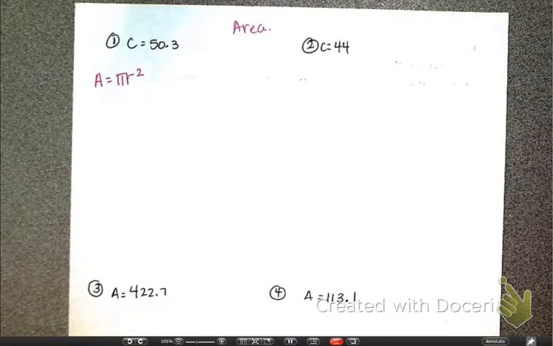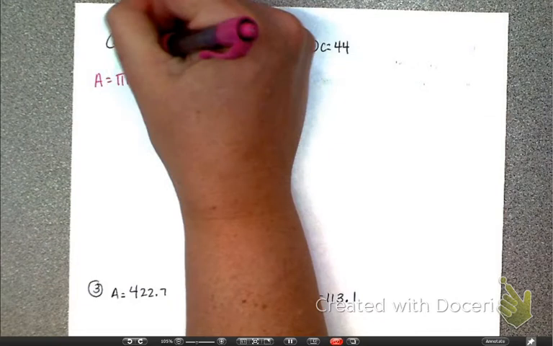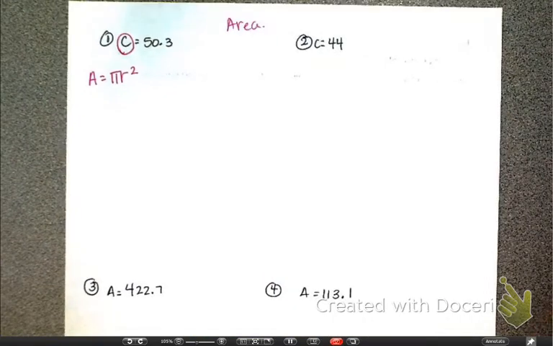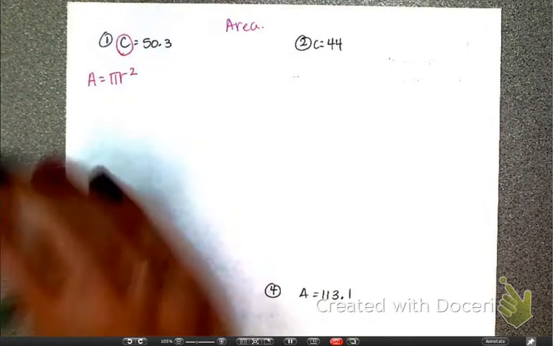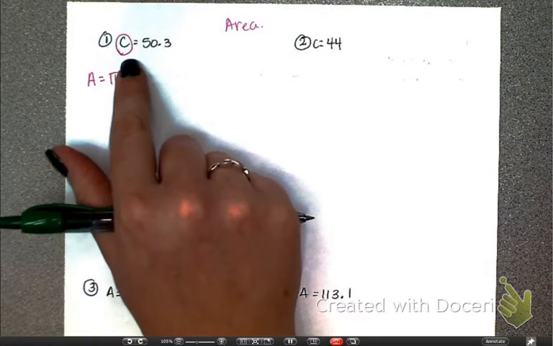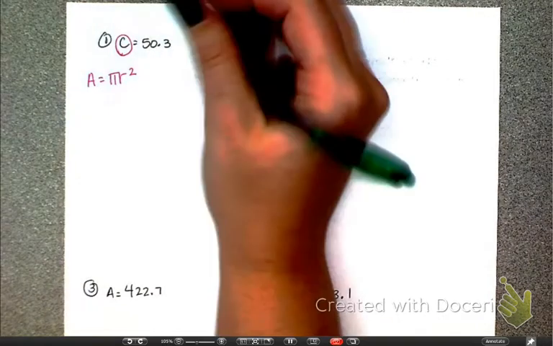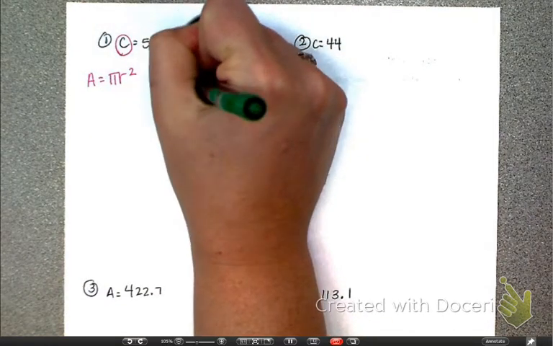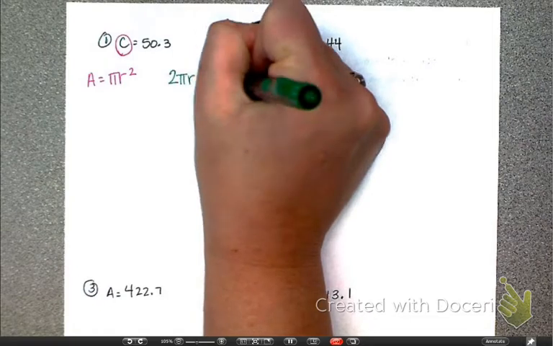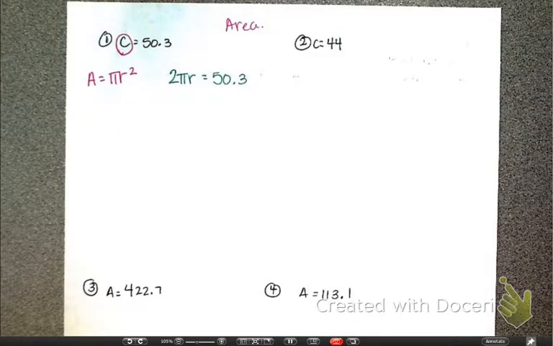Okay, so if you know the circumference, you are going to replace C with the circumference formula that allows you to find the radius. What formula is that? 2 pi r. So 2 pi r equals 50.3. You now have an equation where you can solve for r. How do I get r by itself?